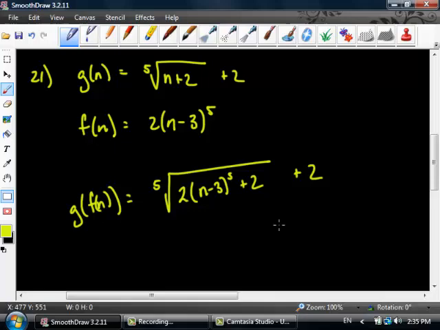Now, here's the thing. From here, you can already say that the answer is no. Because in order to get the 5th root here to cancel with the 5th root here, I would need to take this to the 5th power, add 2, multiply by 2, and that's not going to cancel itself out to get to n. All right, so the answer is already no.